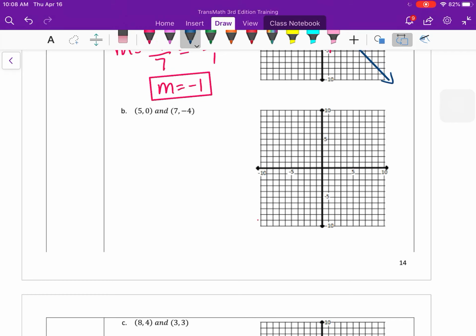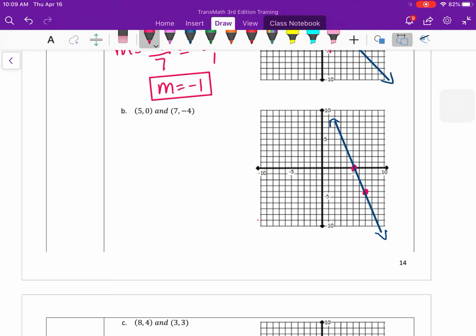So let's start by graphing the point 5, 0. So you start at the origin and you go to the right 5 and then up 0. So that point is on the x-axis. And then we have the point 7, negative 4. So you go to the right 7 and then down 4. And that would be this point right here. All right, and then I'm going to connect those 2 points. And there's my line there.